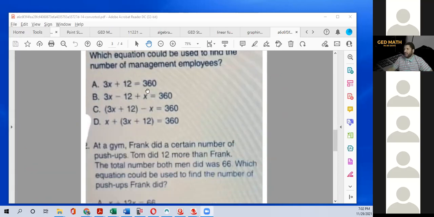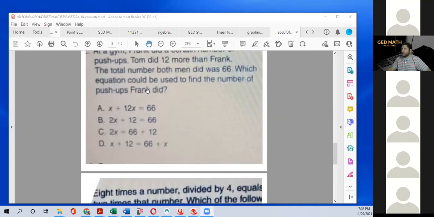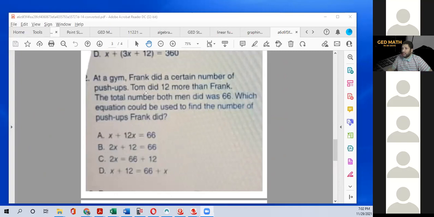Let's do the second one. Is there another one? Yep, it's 3 of them. Let's try, what time? 7:02. We'll finish these last 3.